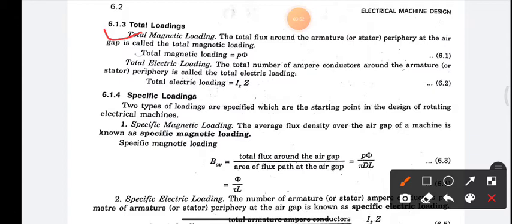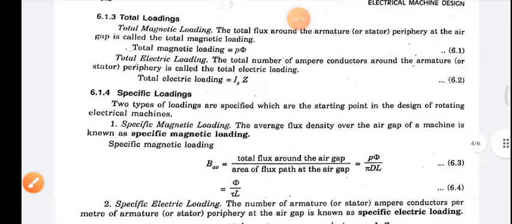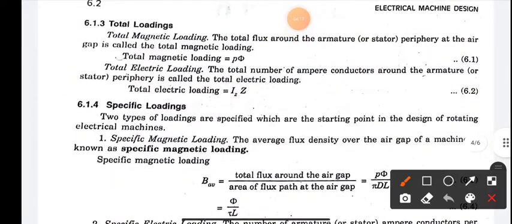Now what is this total magnetic loading? How can we define it? It can be easily defined as the total flux around the armature in the air gap. It is nothing but the magnetic flux that is present in the air gap. Very easy definition. Now what is the formula for total magnetic loading? The total magnetic loading is given by P into phi, where P is the number of poles and phi is the flux per pole. It is the product of the number of poles and the flux per pole. So that is total magnetic loading.